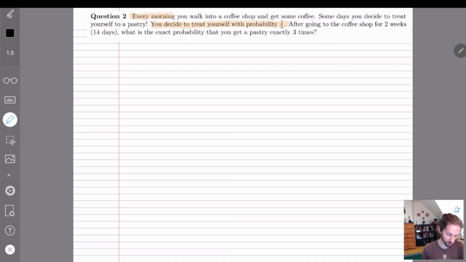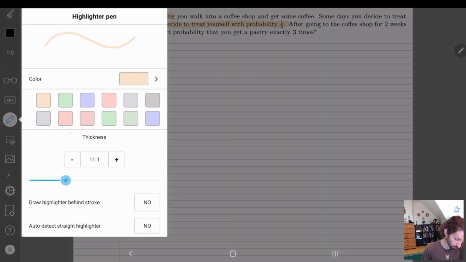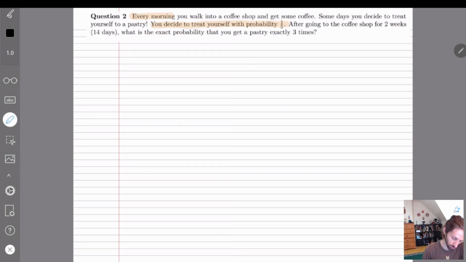After going to the coffee shop for 2 weeks, so 14 days, what is the exact probability that you get a pastry exactly 3 times? So basically, this is the question. You go 14 days, what is the exact probability that you get a pastry exactly 3 times?